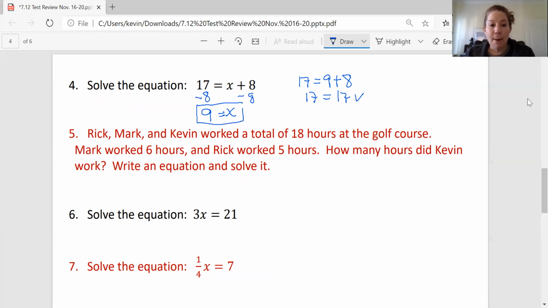Number 5, Rick, Mark, and Kevin worked a total of 18 hours at the golf course. Mark worked 6 hours, Rick worked 5. How many hours did Kevin work? Write an equation and solve it. So there's our equation.